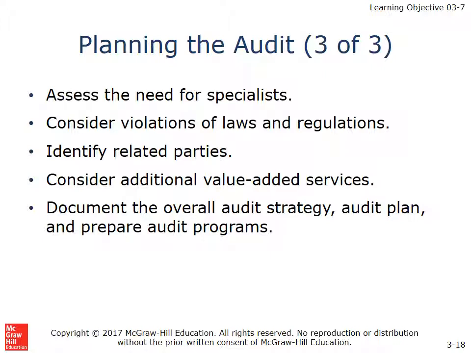Are there any kind of transactions between the two that might cause a material misstatement if they're not being handled correctly? And some ways to find related parties are read the minutes of the board of directors. Look for conflict of interest statements.